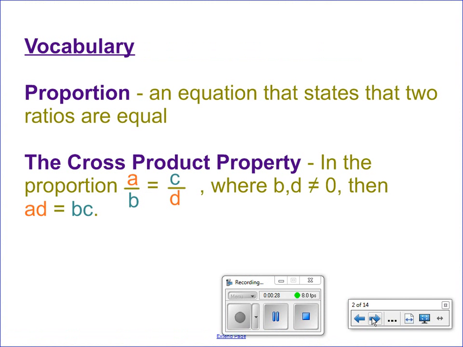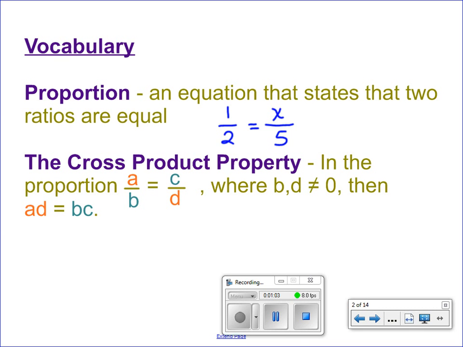The first is proportion. A proportion is simply a type of equation that states that two ratios are equal. Remember that a ratio is just the comparison of two numbers by division. So a ratio like 1 over 2 is compared to, let's say, x over 5. And we will be solving proportions similar to this in this lesson.